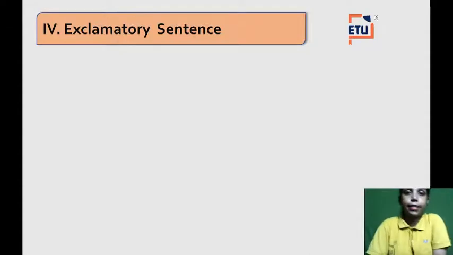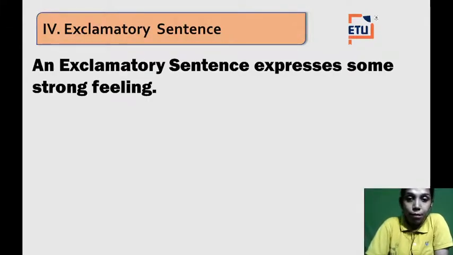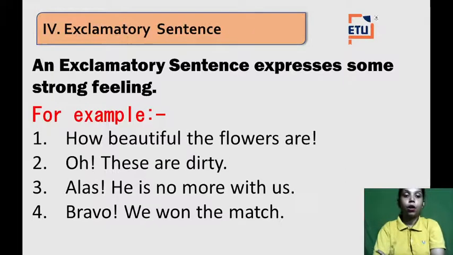Exclamatory sentence. What is an exclamatory sentence? An exclamatory sentence expresses some strong feeling. I told you, some strong expression, right? Those are exclamatory sentences. Now see, how beautiful the flowers are! So what do you feel? When you see a beautiful flower, you feel like, oh, that is so pleasant a sight for my eyes, right? So, how beautiful the flowers are! Oh, these are dirty! When we see a dirty thing, oh, these are dirty, right? So what are these? These are expressions.